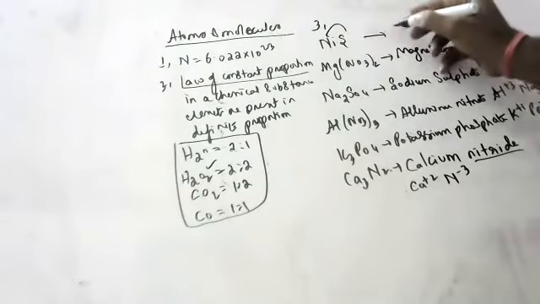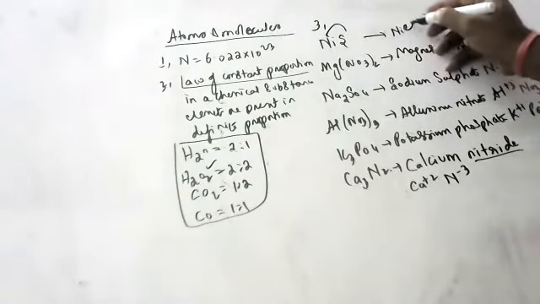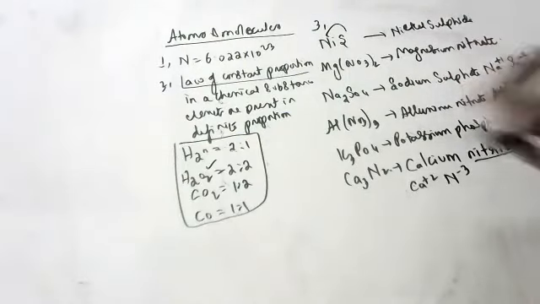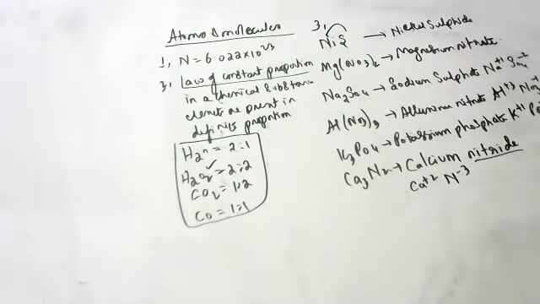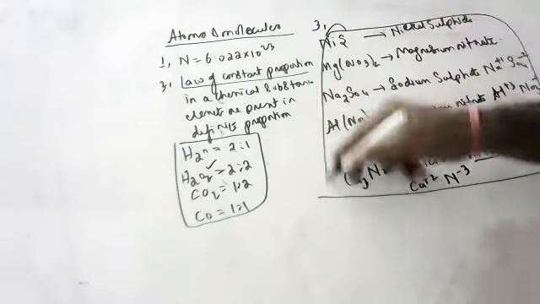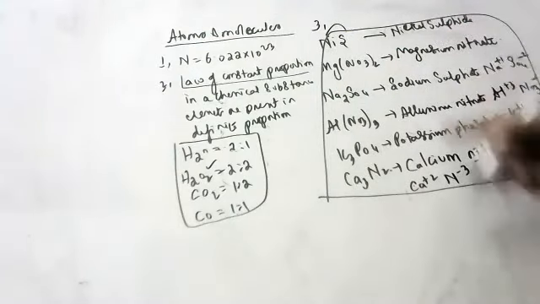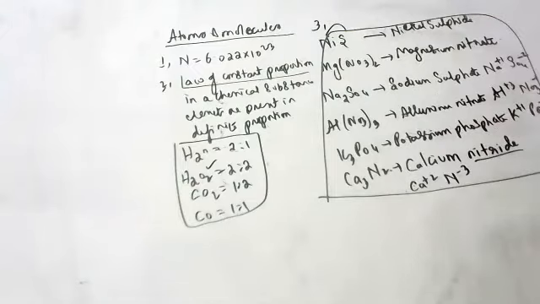This is called nickel sulfide. So children, cations and anions, you should be perfect, because in questions like these, normally they will give formulas and ask you to write the names, or they will give the names and ask you to write the formulas. Compulsorily you should be very perfect in cations and anions.